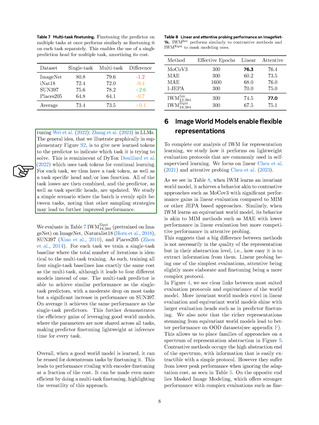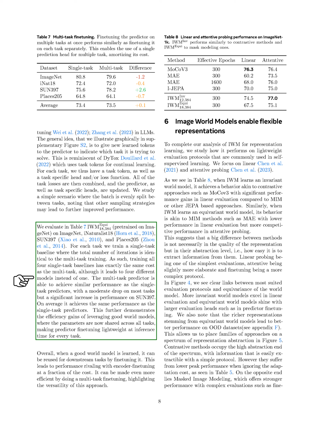Essentially, we introduce new, learned tokens that signal to the predictor the specific task it is addressing, a strategy reminiscent of DyTox's use of task tokens for continual learning. For each task, we assign a unique task token, alongside a task-specific head and/or loss function. We then aggregate all task losses, updating both the predictor and the task-specific heads accordingly. We explore a straightforward scenario where tasks are evenly distributed within a batch, though we acknowledge that alternative sampling strategies might enhance performance further.